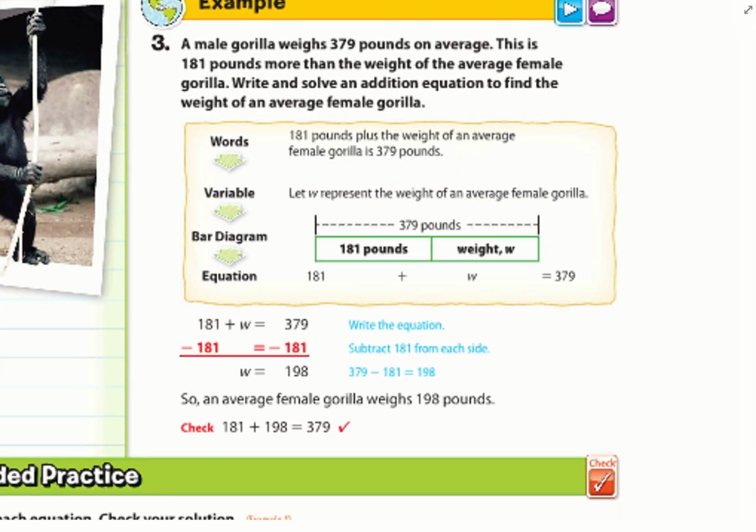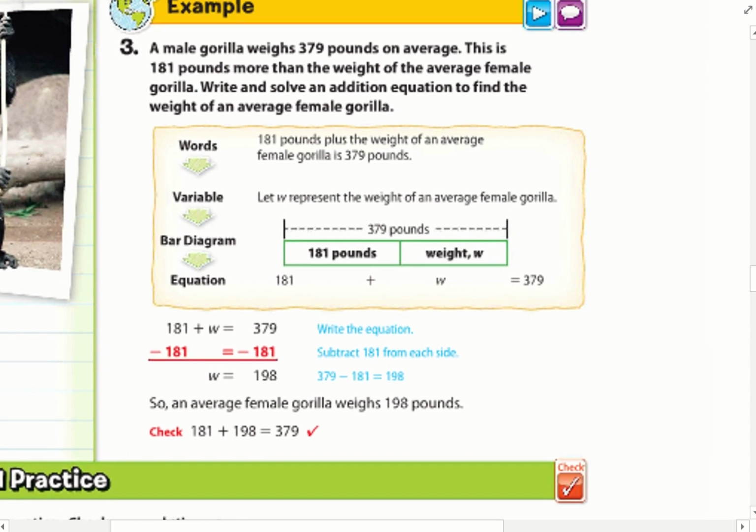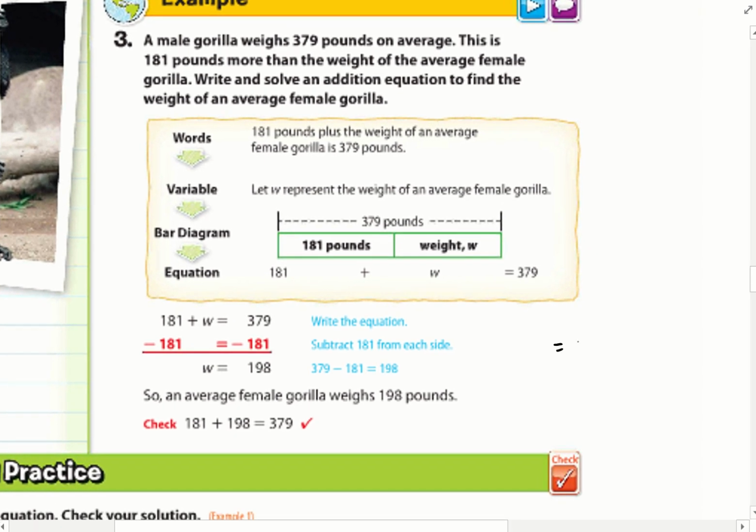Let's do example 3. It says a male gorilla weighs 379 pounds on average. This is 181 pounds more than the weight of an average female gorilla. Write and solve an addition equation to find the weight of an average female gorilla. So we know that a male gorilla is 181 pounds more. So if we add that to the weight of the female, we should get the average weight of a male. So we have 181 plus W equals 379, so we're going to deduct 181 from each side. And the weight of the female is going to be 198 pounds.